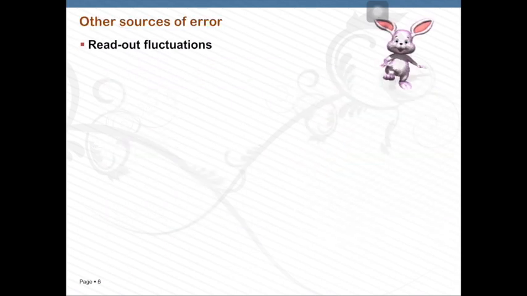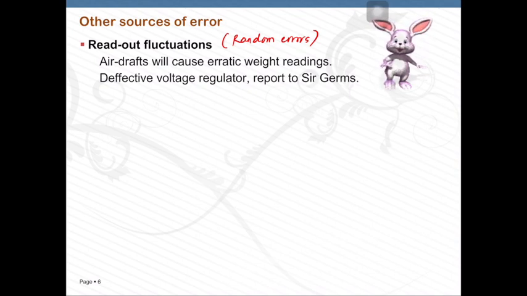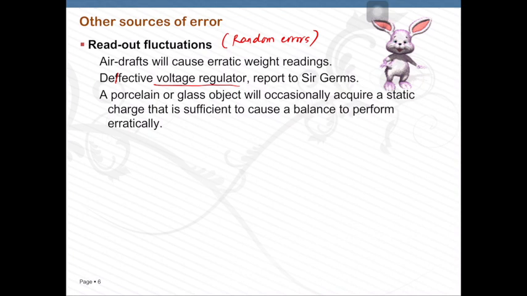Other sources of error in the analytical balance. So these other sources of error are actually random errors only. Examples are readout fluctuations caused by air drafts, which cause erratic weight readings, and a defective voltage regulator. Analytical balances have an adapter when plugged into an AC socket, and they have these voltage regulators. A defective voltage regulator will cause readout fluctuations every now and then, and a porcelain or glass object will occasionally acquire a static charge. That is sufficient to cause a balance to perform erratically.